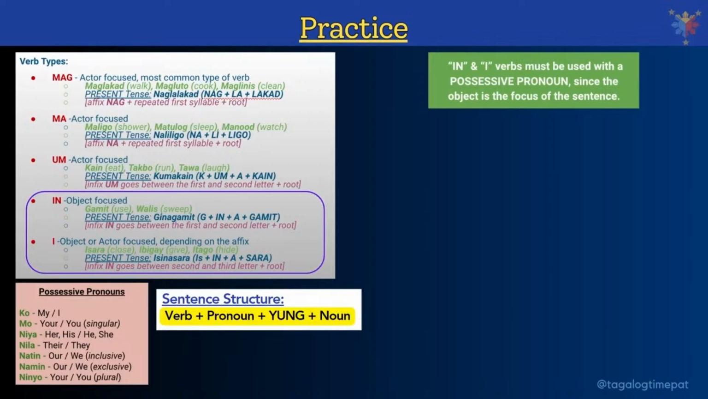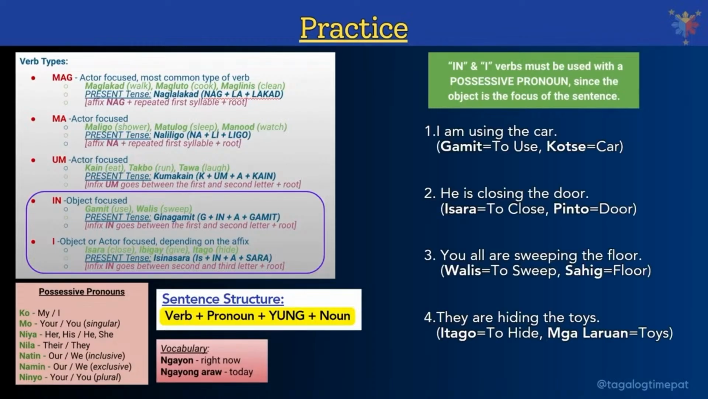A very similar word is ang, A-N-G. That also means the. However, yung is specific. It's like that thing. So for our purposes, let's just use yung because it's a little bit more specific to the examples we will be going over. And then again, here are some vocab words to indicate present tense. Ngayon means right now. Ngayong araw means today. And here are some examples.